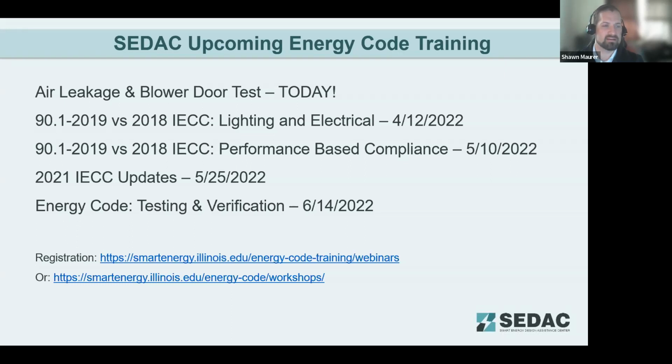At the end of May, we will also be digging in depth into those 2021 IECC updates before that's released by CDB. At the end of June is the anticipated implementation date for the 2021 IECC as the Illinois Energy Conservation Code. And then we do have in June our last webinar touching on testing and verification. That's looking at how to actually make sure that the code is being properly implemented at your facilities.